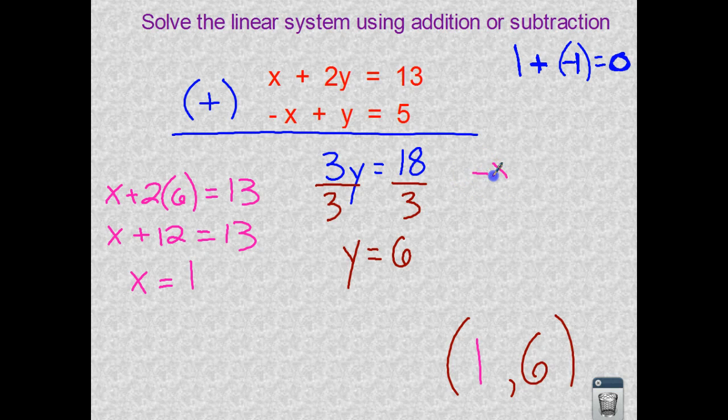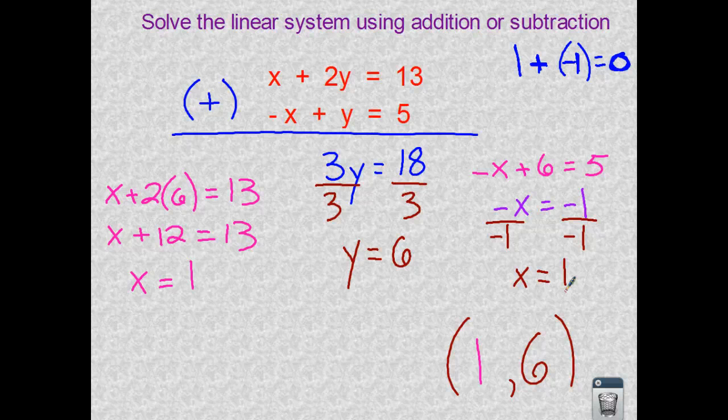So negative x plus y, our y is 6, and that should be equal to 5. Subtract 6 from both sides, so negative x is equal to 5 minus 6, which is negative 1. Divide both sides by your coefficient. My coefficient is negative 1 in front of the x, so x is equal to, and we already knew that, x is equal to positive 1.